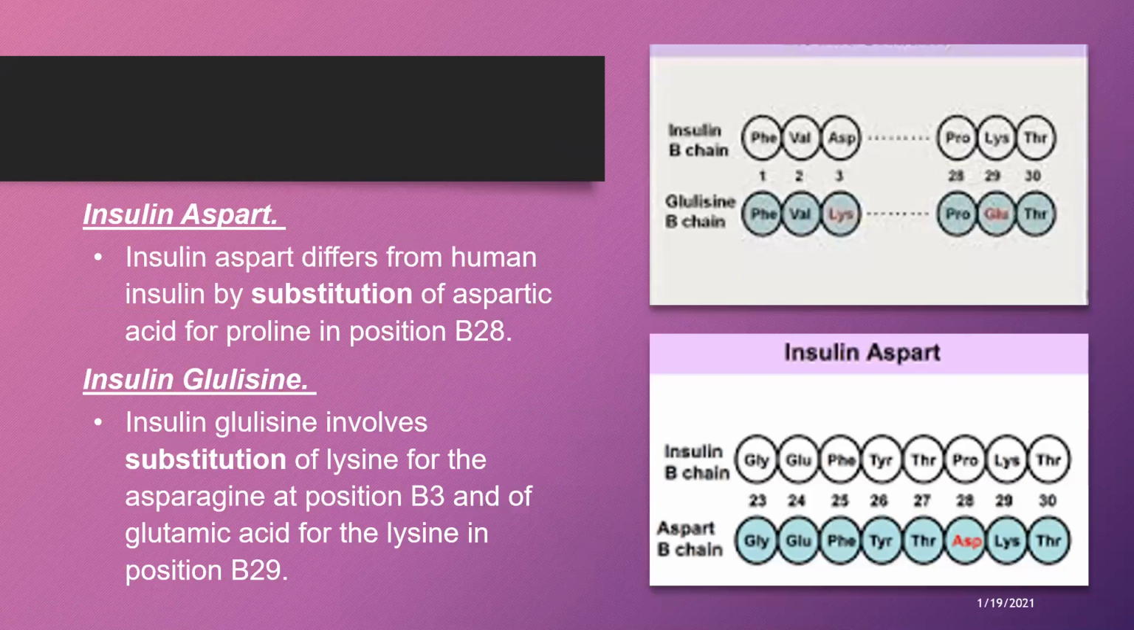Another type of analog insulin, which is also a short-acting and rapid-acting insulin, is insulin aspart. This differs from human insulin by substitution of aspartic acid for proline in position B28. Here you can see B28 is where there is proline. Here the aspart in the lower part of the figure has replaced proline with aspartic acid. I hope you can appreciate that.